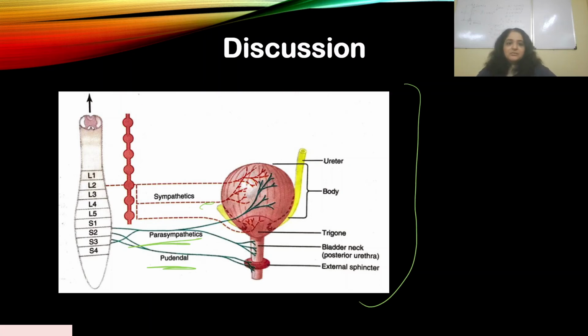Well, again, this is taken from Guyton. So you can see the peduntal and the parasympathetic nerves here, as well as the sympathetic. Let's move on to the next question.